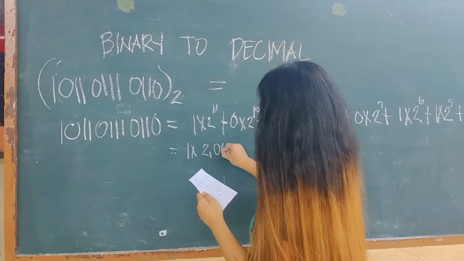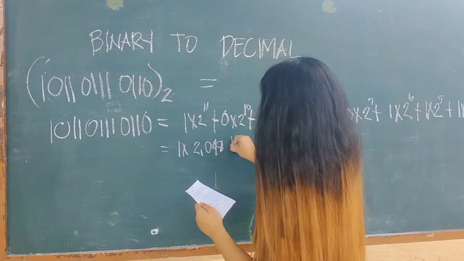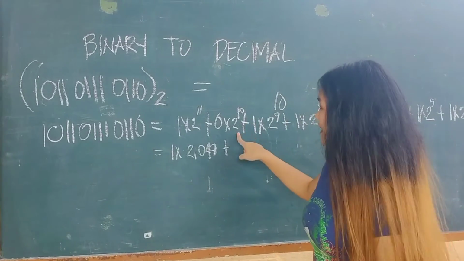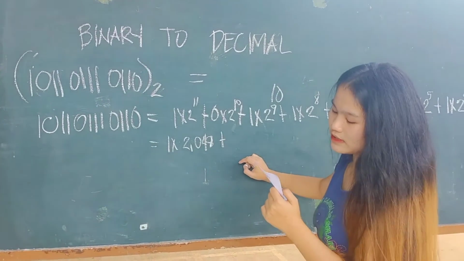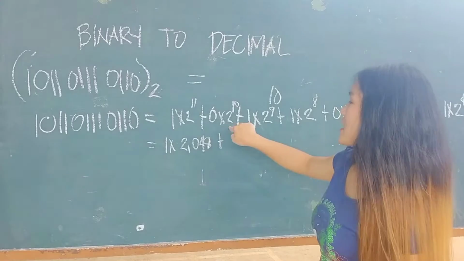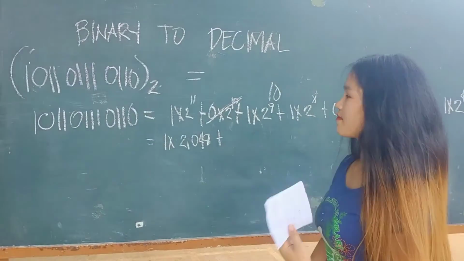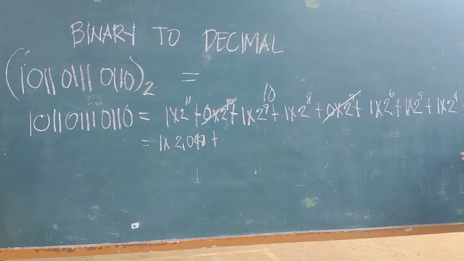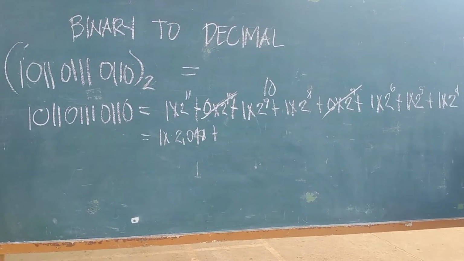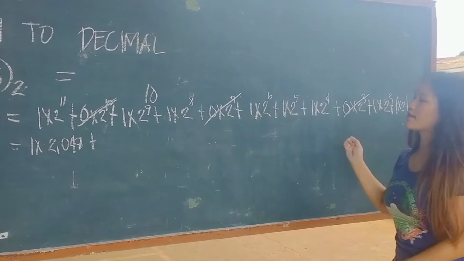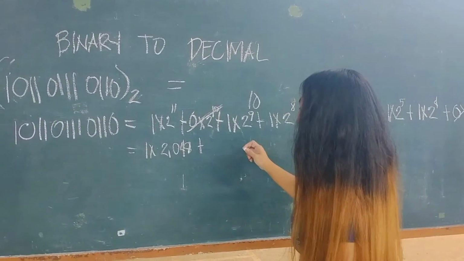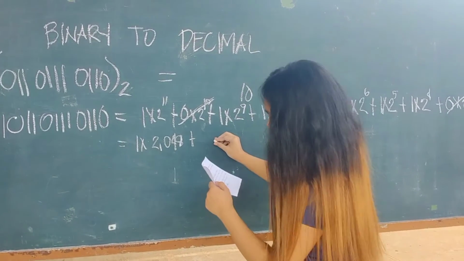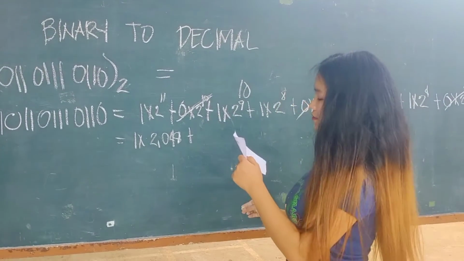So therefore, the value of 1 times 2 raised to the power of 11 is 2048, plus 0 times 2 raised to the power of 10, where 2 to the power of 10 is 1024. Since that term is 0, we can cross it out to make it easier. Every 0 term we can cross out directly, since it is 0 anyway, to make our solution faster. So 1 times 2 raised to the power of 9 is equal to 512.